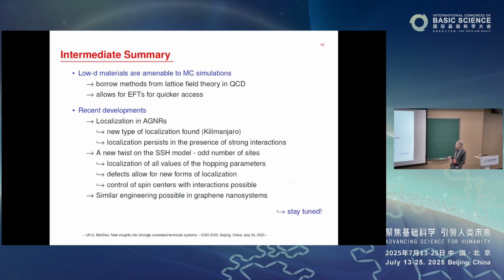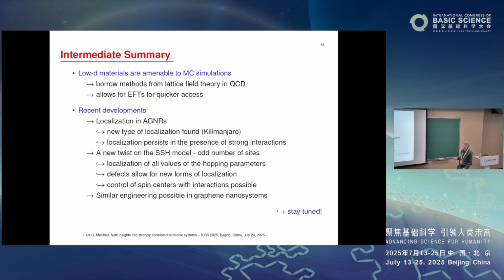So my intermediate summary is that low-D materials are amenable to MC simulation and effective field theories. So you can borrow methods from lattice field theory or nuclear physics field theory in QCD and strong interactions. And you can also use analytical EFTs here for quicker access. I showed you this for the armchair graphene nanoribbons, where the EFT is quickly written down. We have also written down the EFT for the other systems here. I discussed later, but this is not yet worked out in detail, so I couldn't show you results.